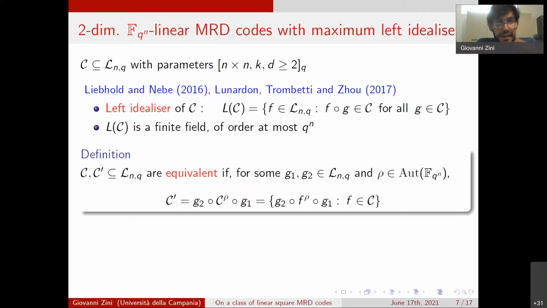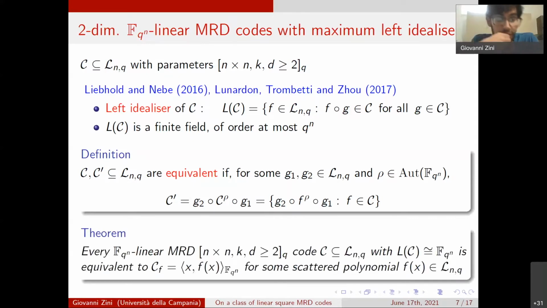Another definition, a natural one actually, is a definition of equivalence between rank metric codes in this ambient space. This equivalence preserves all the interesting properties of the codes from a coding theoretical point of view. Well, the left idealizer is, as an F_q algebra, invariant under equivalence, and moreover, every F_{q^n}-linear MRD code with maximum left idealizer can be, up to equivalence, written as C_f for some scattered polynomial f(x).